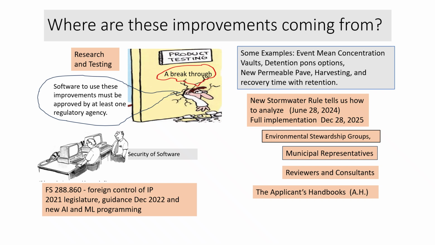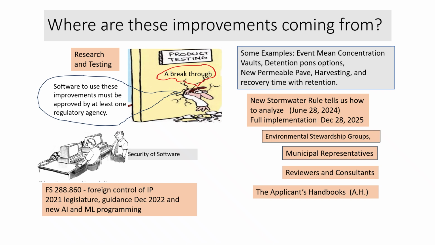We're seeing more sophisticated options in areas like understanding event mean concentration, improved designs for vaults and detention ponds, and innovative solutions such as new permeable paving, advanced harvesting techniques, and systems that allow for recovery time with retention. It's crucial that any software designed to leverage these advancements receives approval from at least one regulatory agency. The security and integrity of this software and the data it handles are paramount, particularly with the rapid evolution of machine learning and artificial intelligence programming.